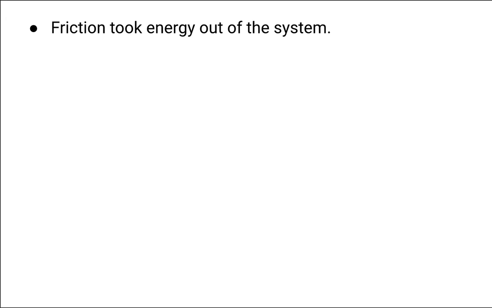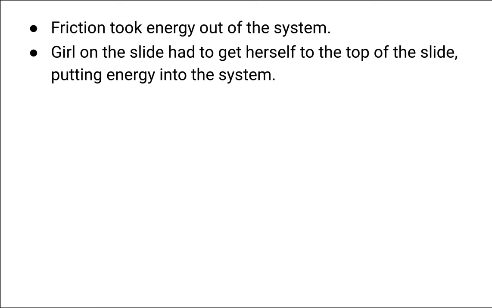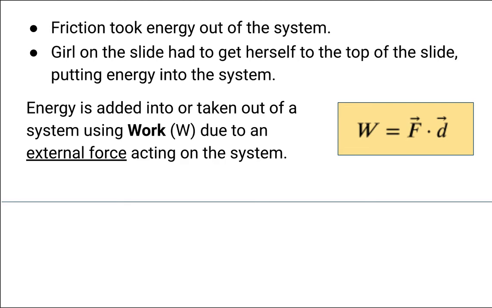So, looking at how energy flows into and out of the system, friction is something that takes energy out. But if you think about it, this girl needed some sort of energy input in order to get her to the top of the slide. If she has potential energy at the top of the slide, that energy had to come from somewhere. We use the term work to describe energy that's either being added into or taken out of a system. And it always requires some sort of outside force, some sort of external force that causes this change to happen.